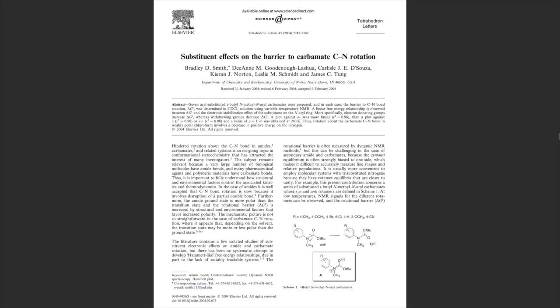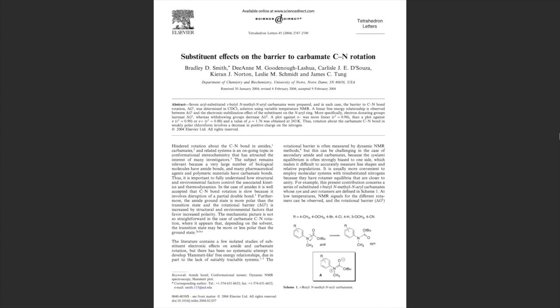The literature contains a few isolated studies of substituent electronic effects on amide and carbamate rotation, but there has been no systematic attempt to develop Hammett-like free energy relationships, due in part to the lack of suitably tractable systems. The rotational barrier is often measured by dynamic NMR methods, but this can be challenging in the case of secondary amides and carbamates because the syn-anti equilibrium is so often strongly biased to one side, which makes it difficult to accurately measure line shapes and relative populations.